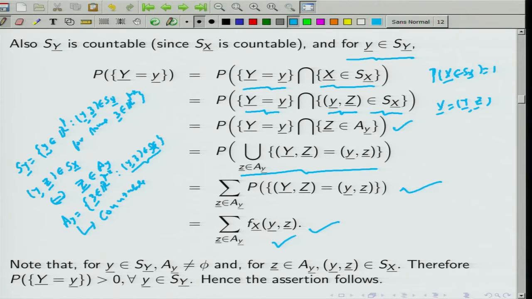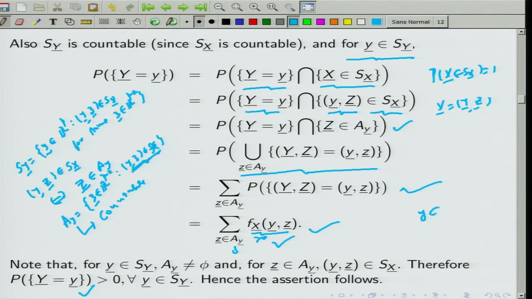Note that for y belonging to Sy, that means yz belongs to Sx for some z. If yz belongs to Sx for some z, that means Ay is non-empty. So, this set will be non-empty if y is in Sy. And for z belonging to Ay, yz is in Sx. So, Fx(y, z) would be positive for z belonging to Ay. Therefore, probability Y is equal to y is positive for every y belonging to Sy.